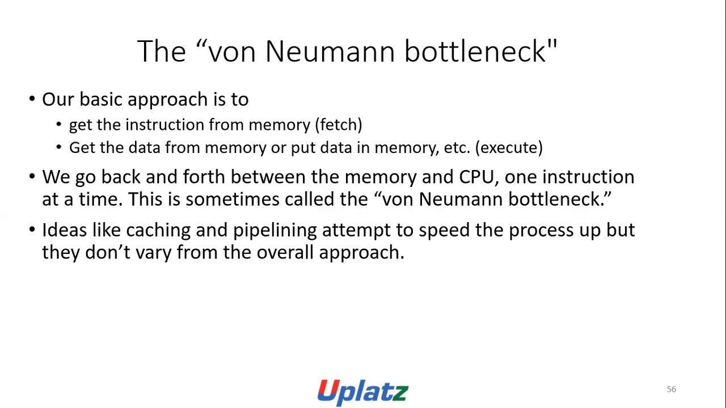The von Neumann bottleneck. Our basic approach is to get the instruction from the memory, fetch, get the data from the memory, output data in memory, etc. We go back and forth with the memory, doing one instruction at a time. This is sometimes called the von Neumann bottleneck. Ideas like caching and pipelining attempt to speed the process up, but they don't vary from the overall approach.